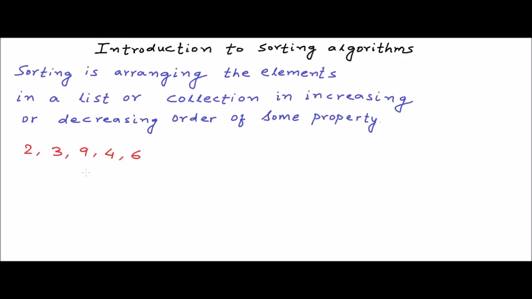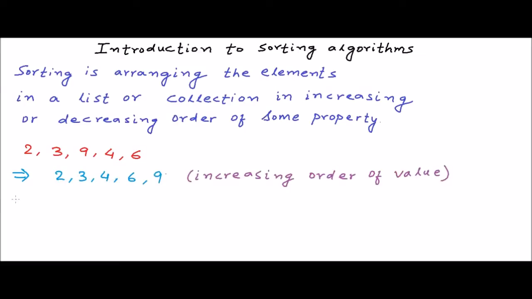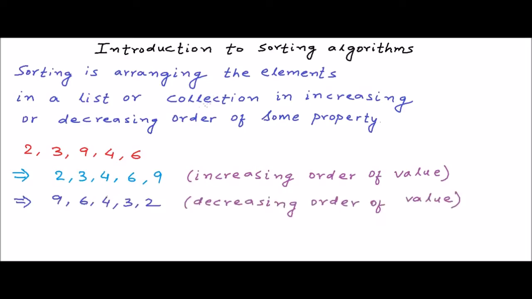So if we have a list of integers like this, 2, 3, 9, 4, 6, then sorting it in increasing order of value will mean rearranging the elements like this. Sorting the list in decreasing order of value will mean something like this. And as we have said in the definition, we can sort on any property. What if we want to sort this list on the basis of, let's say, increasing number of factors? So the number with lesser number of factors is towards the beginning of the list.